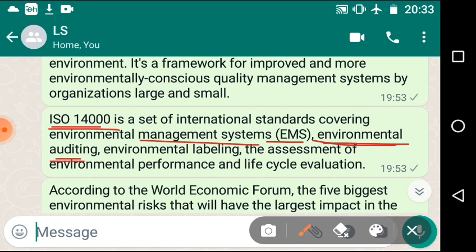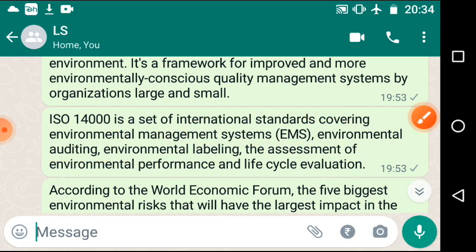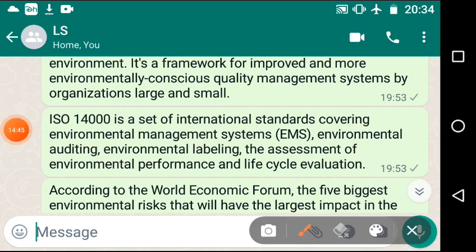Although there are also other topics covered by ISO 14000, that is environmental labeling, assessment of environmental performance, and life cycle evaluation, these are not described in as much detail by ISO 14000. They are described, but it focuses more on EMS and environmental auditing. Now, I am going to write down the main steps of environmental auditing on this screen. Just follow what I am saying.